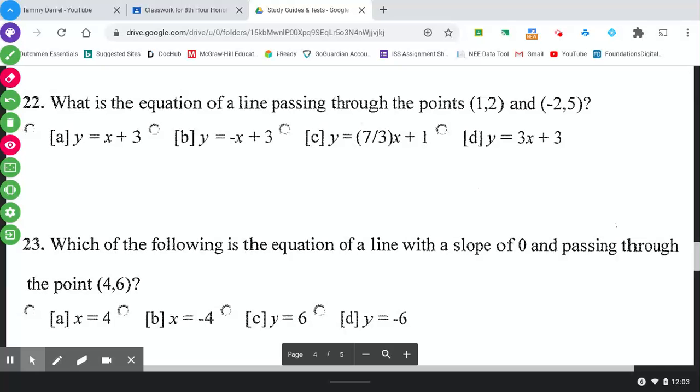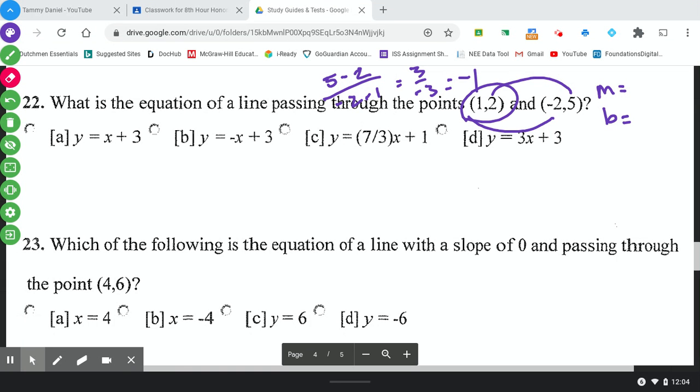22 says, what's the equation of a line passing through those 2 points? So again, we're going to have to find the slope and b. First of all, the slope is 5 minus 2 divided by negative 2 minus 1. So that gives us 3 over a negative 3, which is a negative 1. And then we can pick either equation. I'm just going to pick this one. And we plug it into y equals mx plus b. So y is 2, our m is a negative 1, and x is 1. And we don't know b.